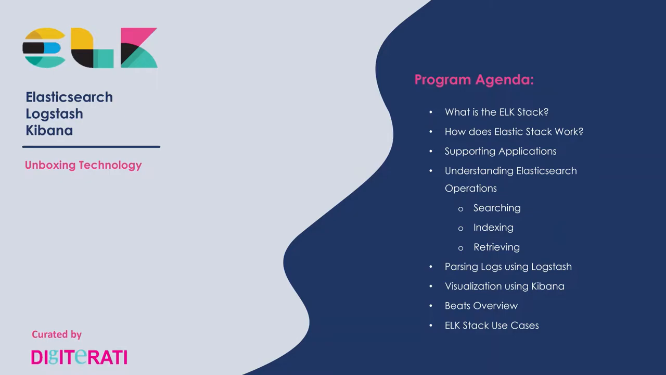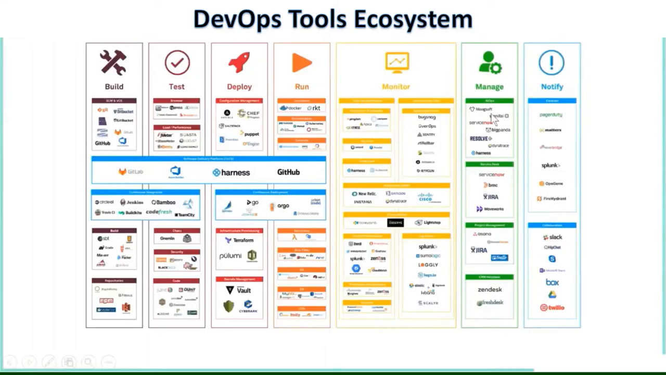This video is on ELK Stack. Scrum management and your issue management, everything is basically managed by management tools like Jira or Azure DevOps and other tools which are mentioned here. And then our focus today is on the area called monitoring. If you talk about a DevOps ecosystem, ELK falls under the category of a monitoring system.